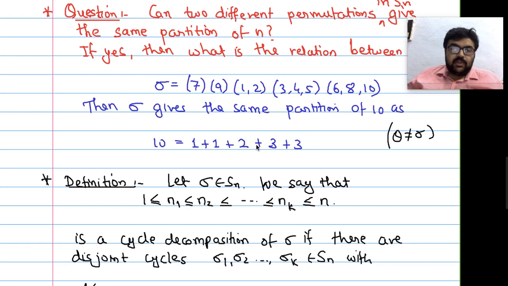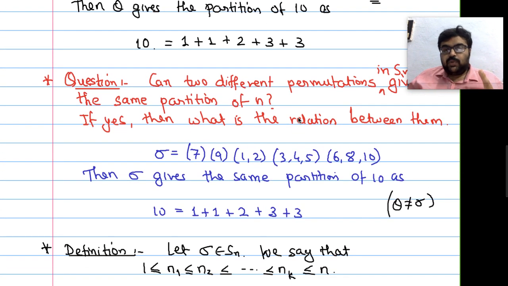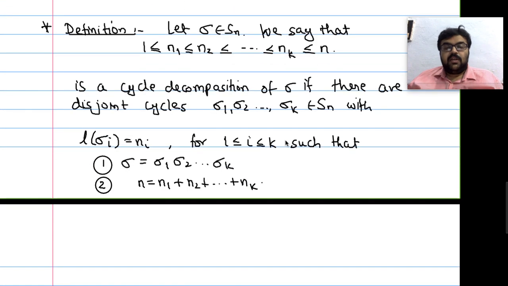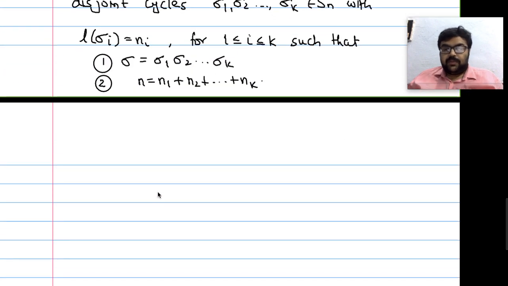What the question here was: what is the relation between two permutations giving the same partition? Our goal is to show that if two permutations give the same partition, then they are conjugates of each other. That is our goal: two permutations in Sn give the same partition if and only if they are conjugates of each other. If they are conjugates, they give rise to the same partition. If they have the same partition, even if they are different, they are conjugates of each other. That is the target of today's lecture.